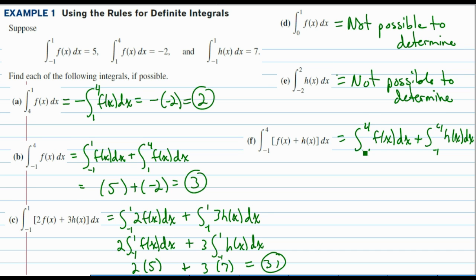Now I know the antiderivative from -1 to 4 of f of x dx is -2. I don't know this one, -1 to 4 of h of x dx. So this is also not possible to determine.